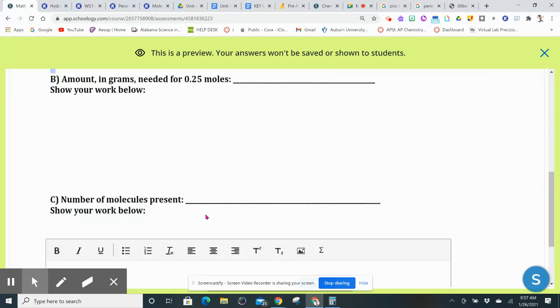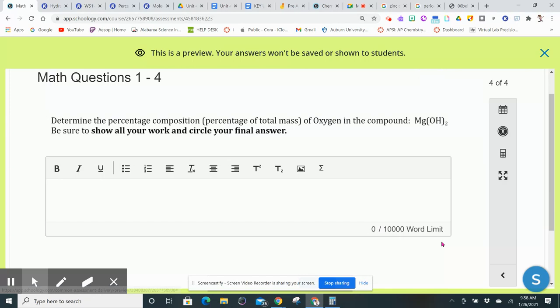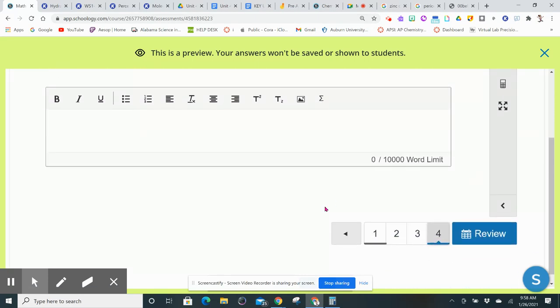Number of molecules, same number. Molecules and atoms, you use Avogadro's number. So you're going to take your answer from B, and multiply it by Avogadro's number, 6.022 times 10 to the 23rd. Okay? Percent compositions, we've already done those.